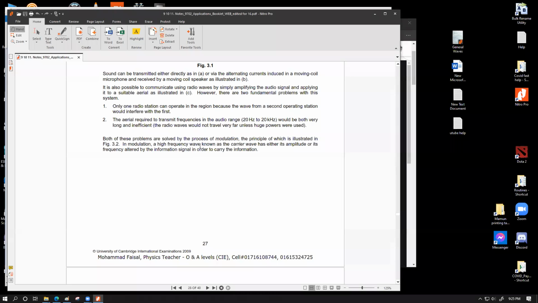That process of combination is called modulation. And there can be two types of modulation. One is called amplitude modulation, and one is called frequency modulation. We're going to change either of these properties in this modulation process, never both of them simultaneously.